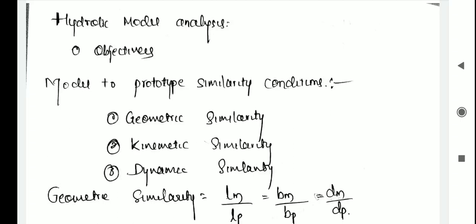Friends, in this video I am discussing hydraulic model analysis. The first part is the objectives of model studies. Model investigations are usually established to provide a visual demonstration of new phenomena under the following conditions.